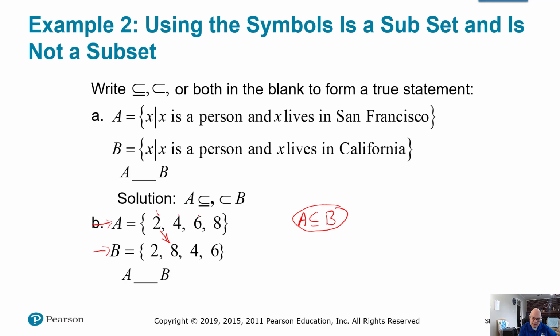Now, second, is A a proper subset of B? Are there any extras in B? Well, I see the 2, 8, 4, 6. I don't see any extras. In fact, if you look closely, the cardinality of both are the same, so it can't be any extras. So it's not a proper subset, it's only a subset.